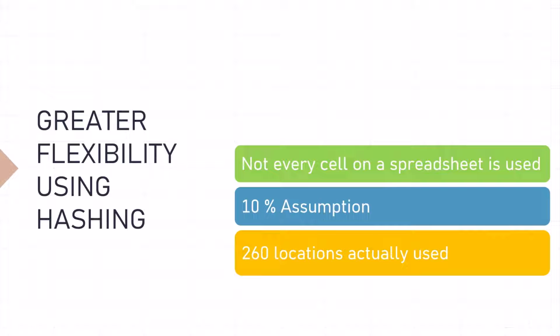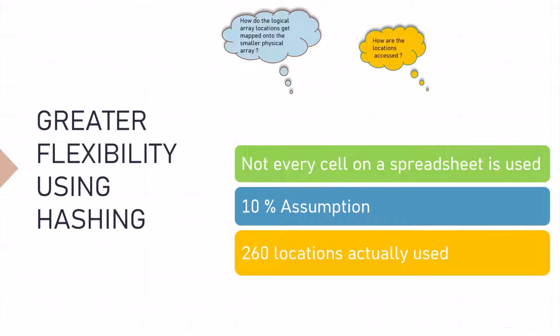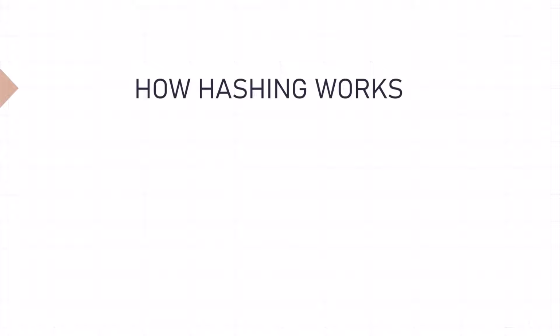But if the physical array consists of 260 locations and our logical array consists of 2,600 locations, certain questions will arise, like how do the logical array locations get mapped onto the smaller physical array, or how are the locations accessed if we have more than one logical location mapping onto one physical location? What happens if and when the physical array of 260 locations is all used up, right? All locations are full. To answer those questions, let's understand how hashing works.